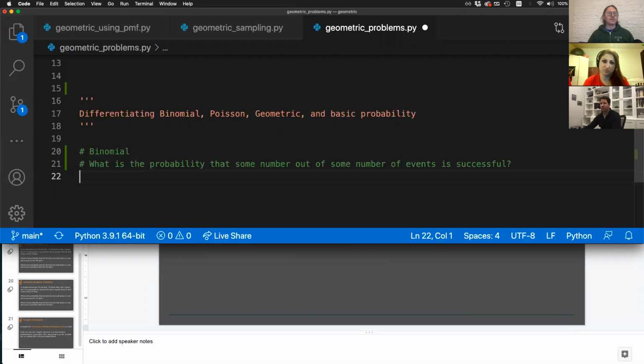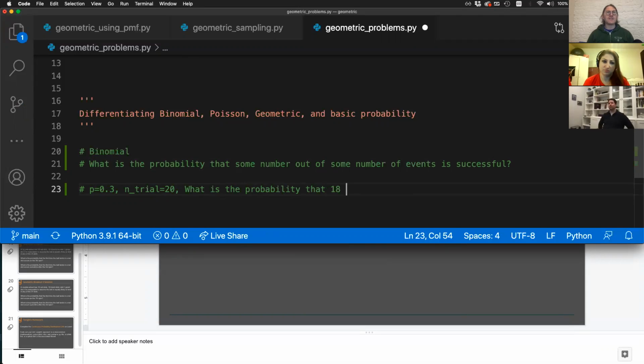And what you need in this is a probability, right? So that probability could be 0.3, the probability of success on a given trial. You need the number of trials, and I think I said 20 in that case. You might ask, what is the probability that 18 are successes? The story of this problem is not here, but when you get down to it, that's all you need.